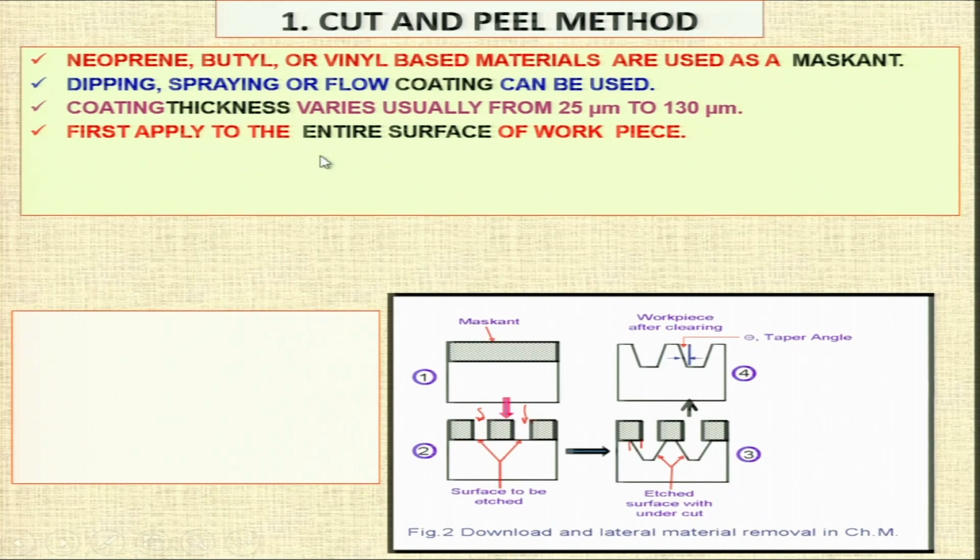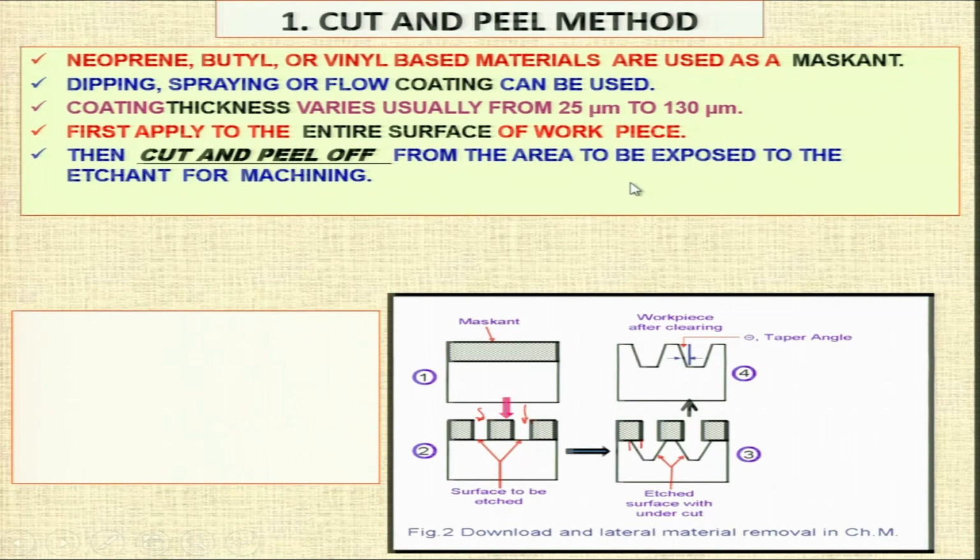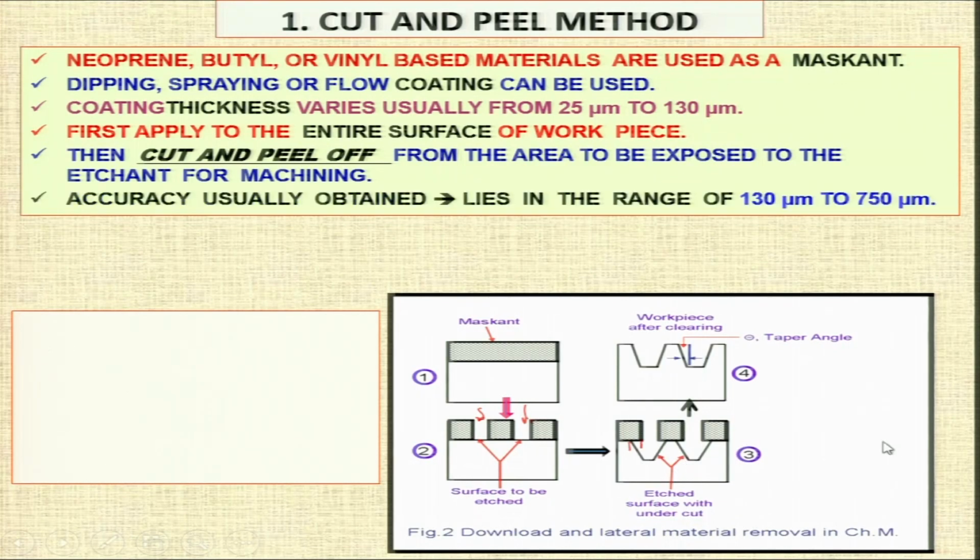First, apply to the entire surface of the workpiece, which means the whole surface is masked first and then cut and peeled off from the area to be exposed to the agent for machining. That is what you can see here. This is first applied to the whole surface, then it is peeled off from these areas where the agent will remove the material and give you this kind of machined component.